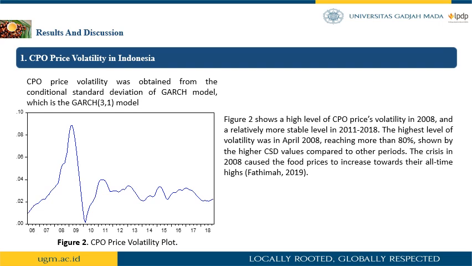CPO price volatility was obtained from the conditional standard deviation of the GARCH model, which is the GARCH 3,1 model. Figure 2 shows a high level of CPO price volatility in 2008 and a relatively more stable level in 2011 to 2018. The highest level of volatility was in April 2008, reaching more than 80%, shown by the higher CSD values compared to other periods. The crisis in 2008 caused food prices to increase toward their all-time highs.